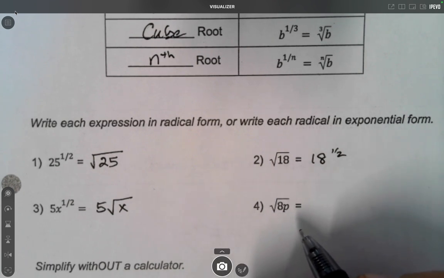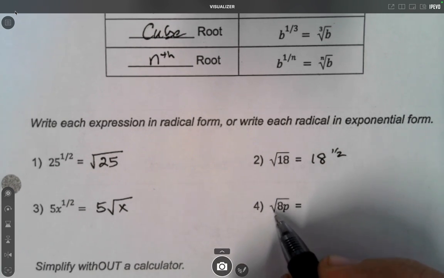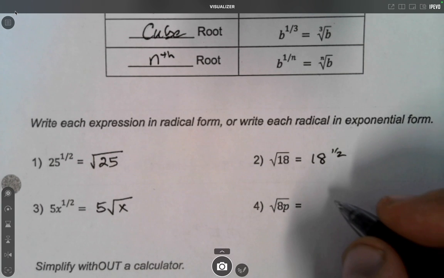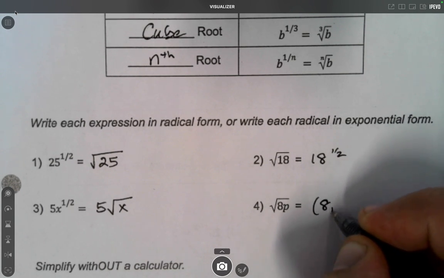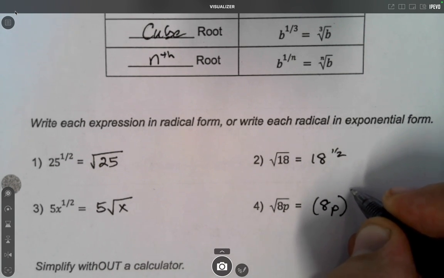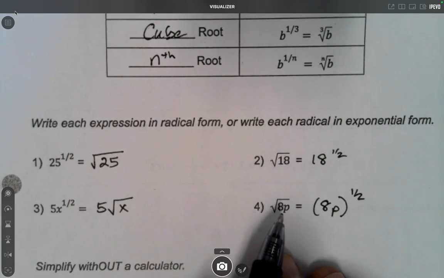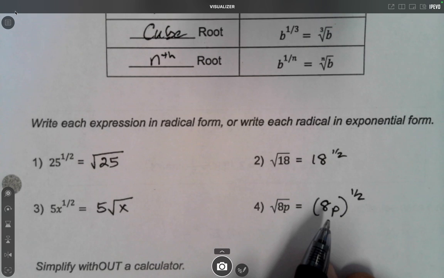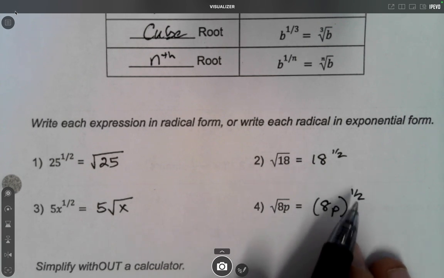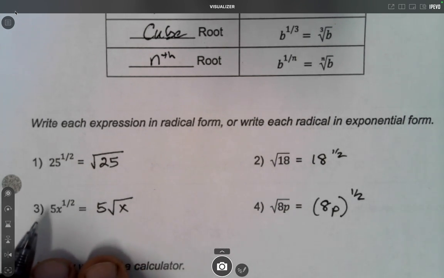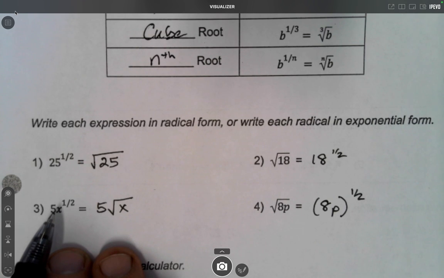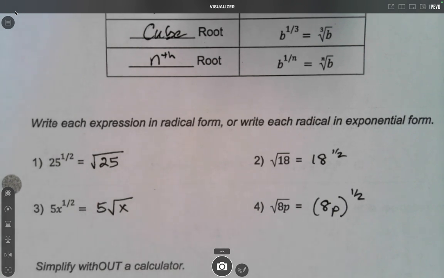Now 4, both the 8 and the p are under the square root. So since both 8 and p are inside the square root, we should put both 8 and p in parentheses and write it as an exponent of 1/2. Because on this one, the 8 was under the root, so the exponent should apply to the 8. Whereas here, the exponent did not apply to 5, so the root should not either.